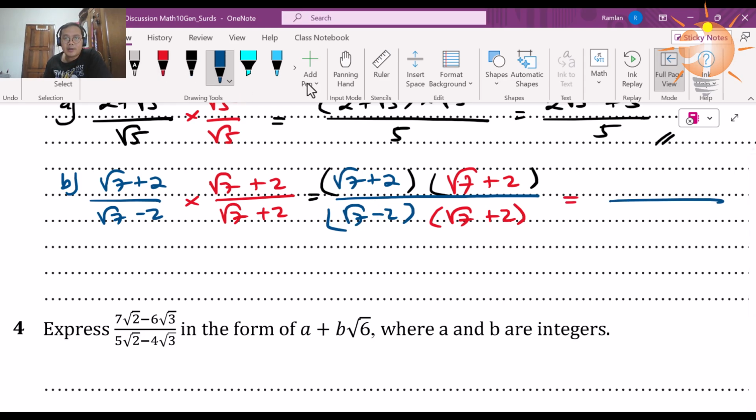If you square this, you get 4, right? So on the denominator now, it's just 7 minus 4. On the numerator, you have to do it like before, like this, and this, and then this, and then this. Okay, let's do that again.